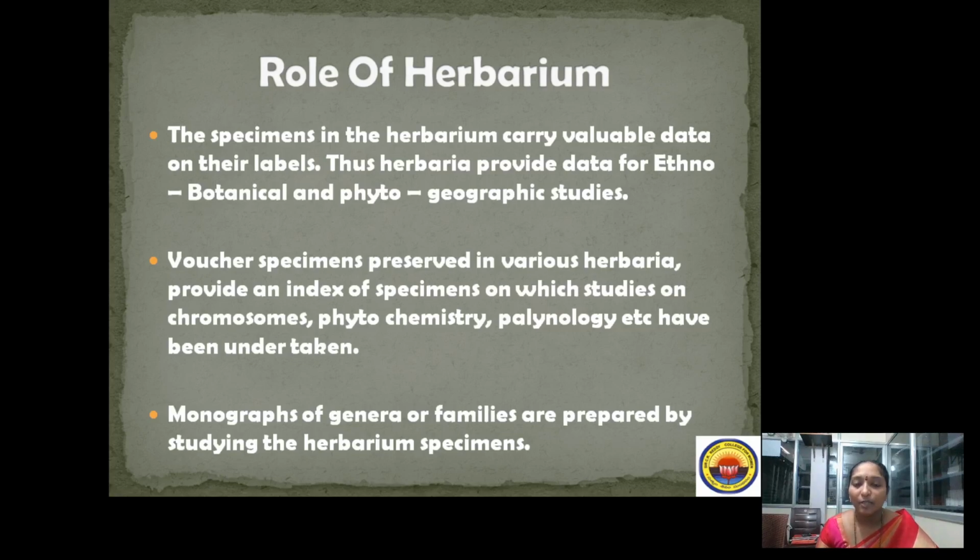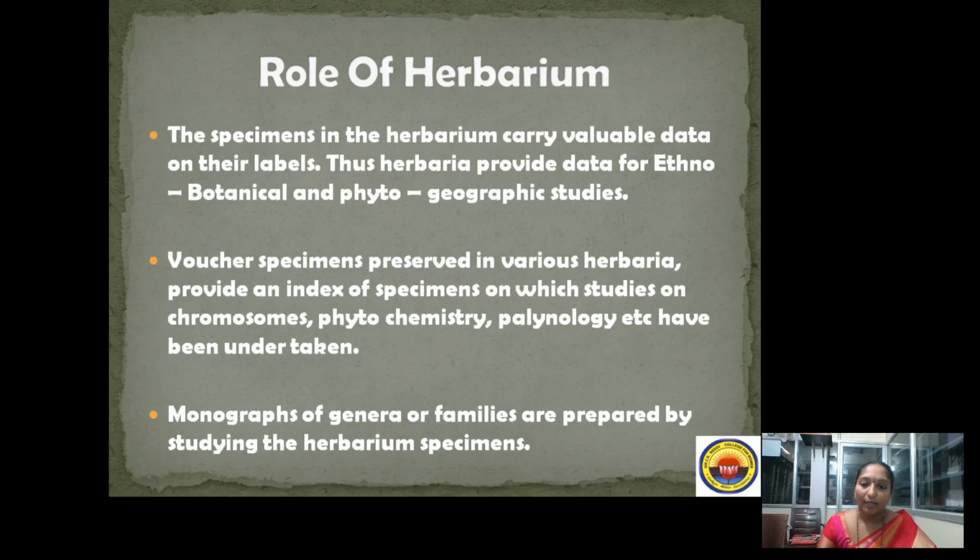Okay. Specimens preserved in various herbaria provide an index of specimens on which studies on chromosomes, phytochemistry, palynology, etc. have been undertaken. So, some of the national and international herbaria have the plant specimens along with their pollen grains, and the pollen grains are used for the study of pollen, which is called palynology. And also the chemical constituents present within the plant, which is called phytochemistry. And also the gynoecium having the chromosomes. It is also very important for our studies and also research work.